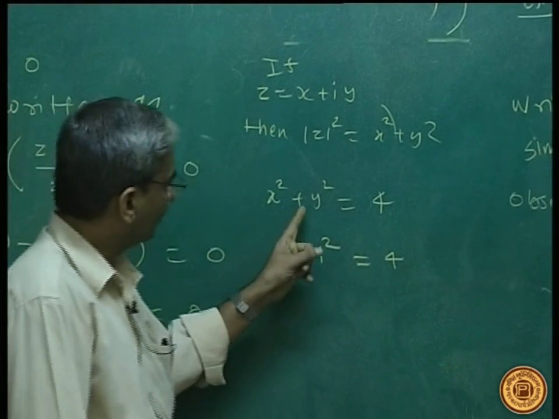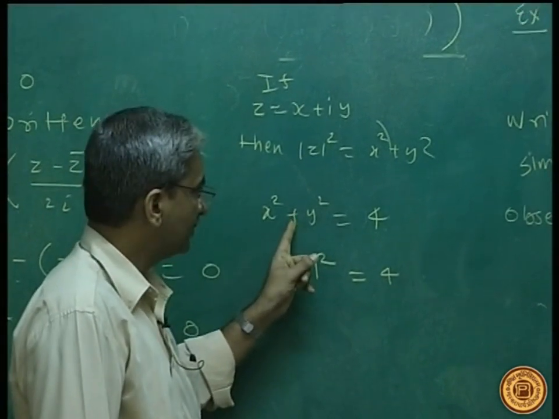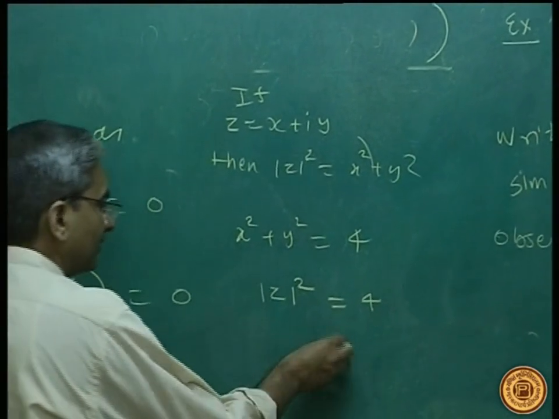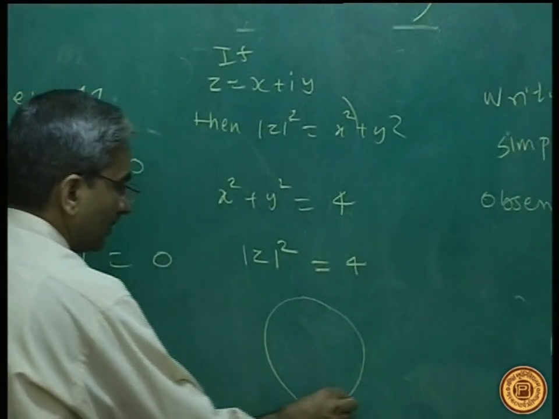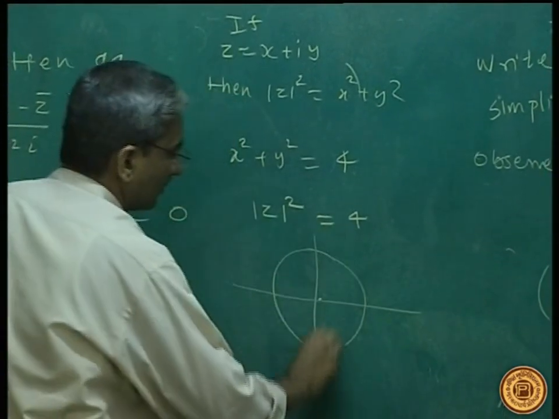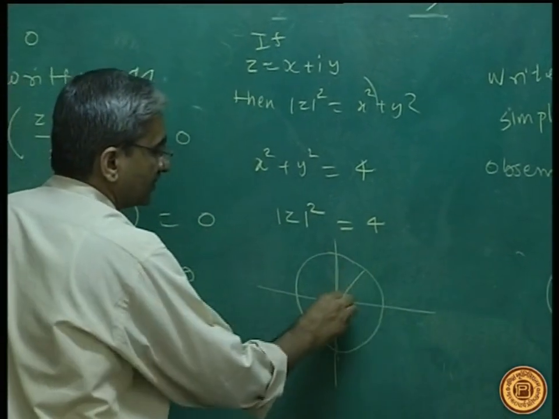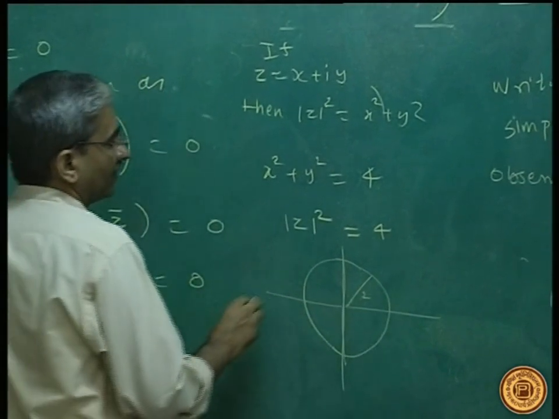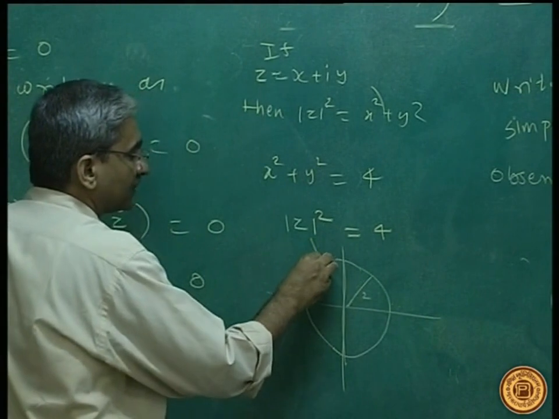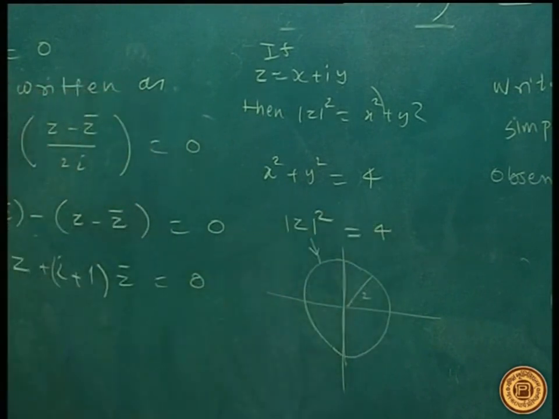So this is the equation of a circle with center at origin and radius 2. Okay. So it is like this. Suppose this radius is 2. Now this circle I have expressed in the complex notation. This is mod z square equal to 4, or mod z equal to 2.